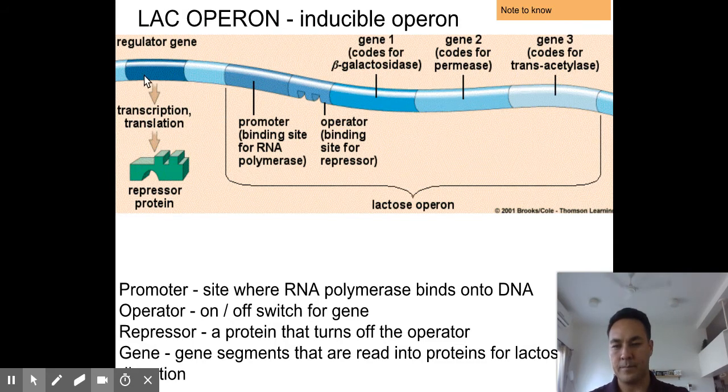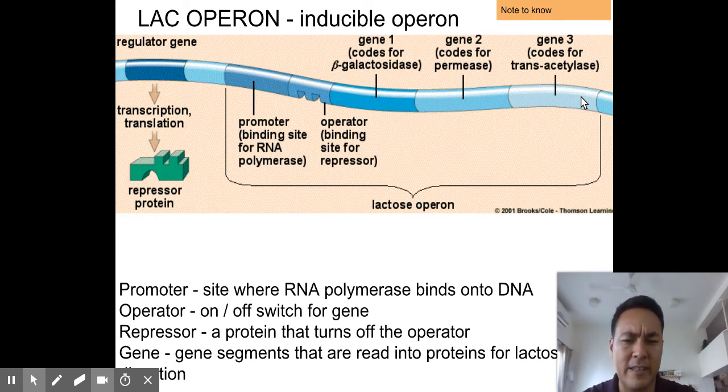Up here is the regulator gene. The regulator is always going to be transcribed or read by RNA polymerase and make a repressor. The repressor goes to the operator, which is like an on-off switch, and it prevents RNA polymerase from reading these genes. In other words, it prevents transcription from happening.